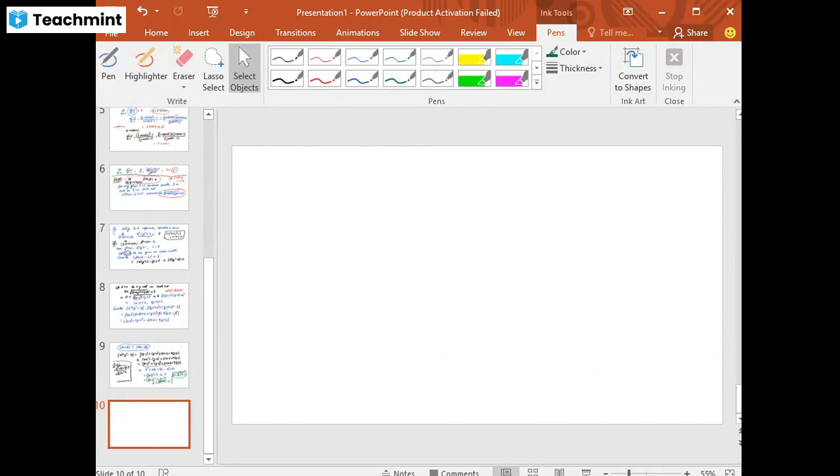Now let us consider one more problem based on this particular concept. Suppose the question is the limit as xy approaches 0 0 of x square plus y square into sine of 1 upon xy, and this is equal to 0. Again we need to establish this limit using the delta epsilon approach.